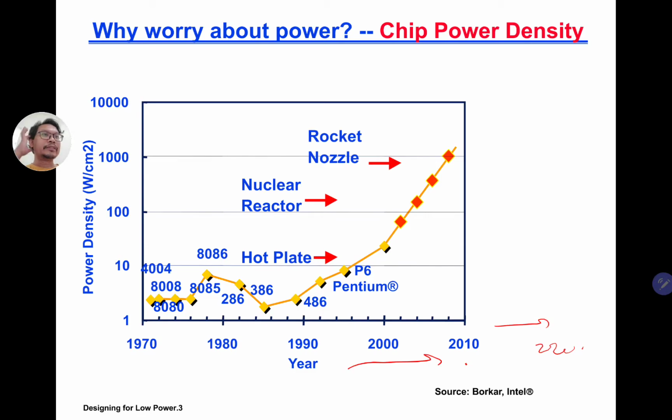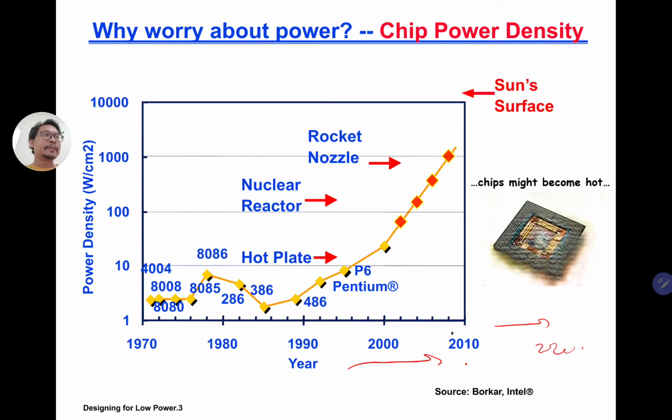Rocket nozzle. Chips might become hot or too hot. It is in fact true nowadays that our phone and our PC can sometimes get quite hot. So that's mainly the issue with power in the MOS transistors.